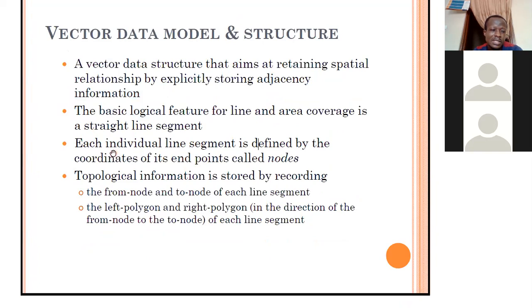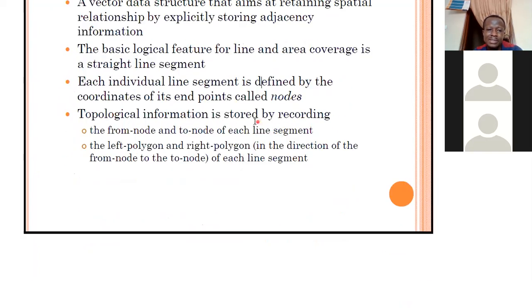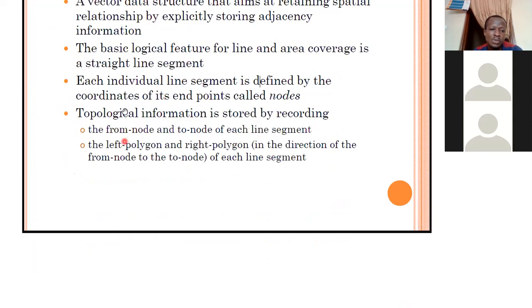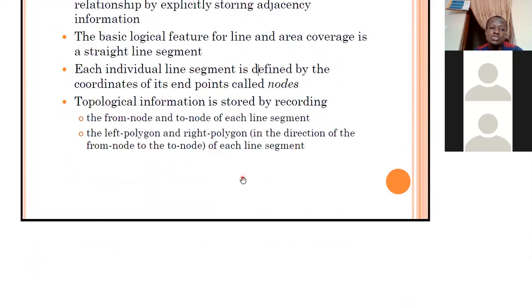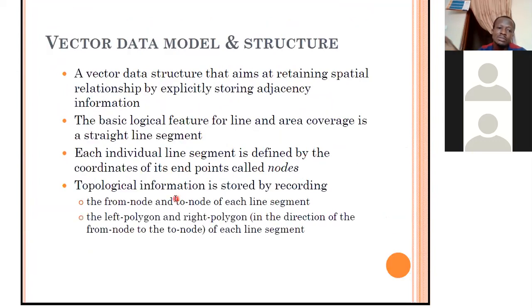Okay, so what are these? Each individual line segment is defined by the coordinates of its endpoints. I think we talked about this. Nodes: topological information is stored by recording from node to node. I think we've seen all that. Left polygon, right polygon for contiguity. Are you okay? Remember that. So we are virtually touching on another topic that we handled last week or so, and that's topology.